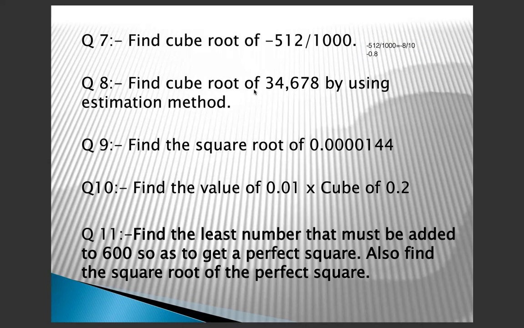Moving on, find the cube root of 34678 by the estimation method. You know the estimation method. You have to start making pairs. First pair will be 678, second pair will be 34, so you need to see the units place, and with the units place we will have 2, because the cube of 2 is 8, and we have 8 here in the cube. And now we have to find which number's cube matches here.